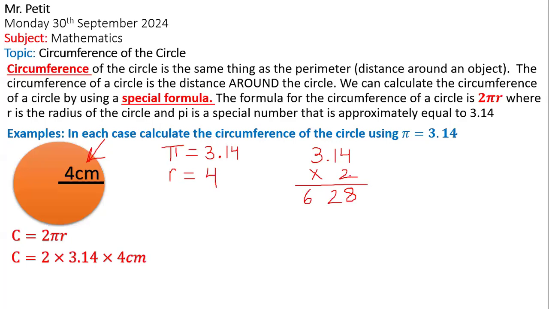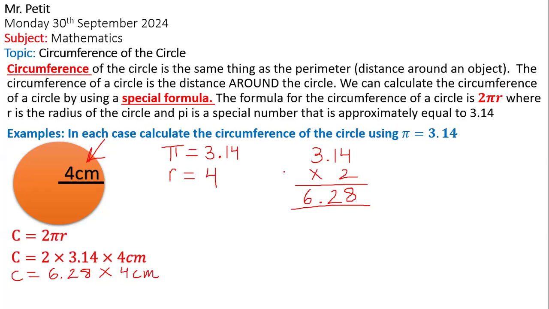Put your answer inside the chat. So the first thing we do is we multiply 2 times 3.14, and our answer is 6.28. All right. So we say that C is equal to 2 times 3.14, which is 6.28. But we're not done. We still have to multiply that by what? By 4. Again, if you're finished with this, put your answer inside the chat.